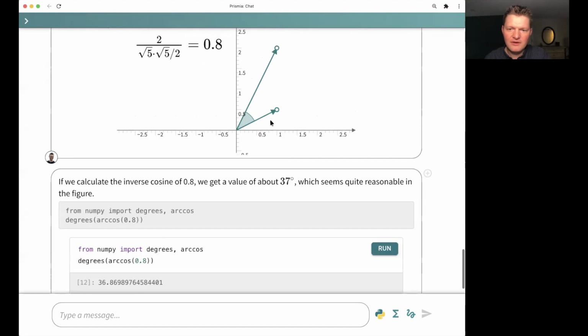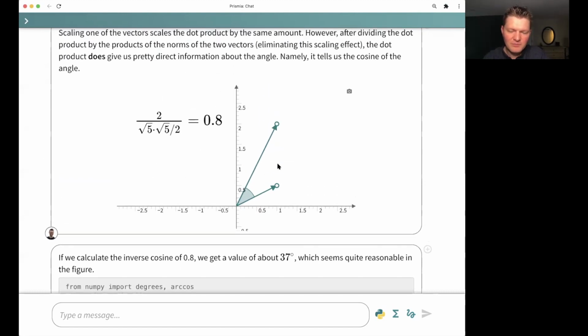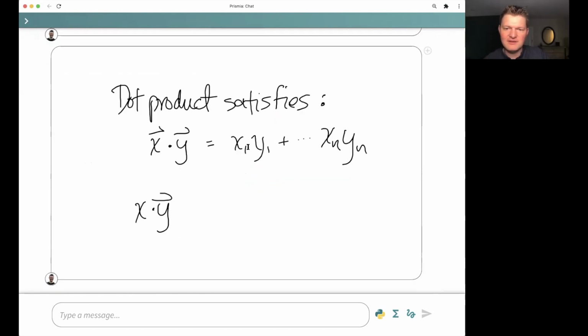So I'm going to skip over explaining why that's the case, but just to be clear, this is why the dot product is powerful. So the dot product has two different properties at once. It has this really simple computational formula, and also at the same time, it has this nice geometric property that the rescaled dot product tells you directly what the cosine of the angle between the two vectors is. So that's great. It has a good geometric interpretation, gives you useful information, and it's also really easy to compute.